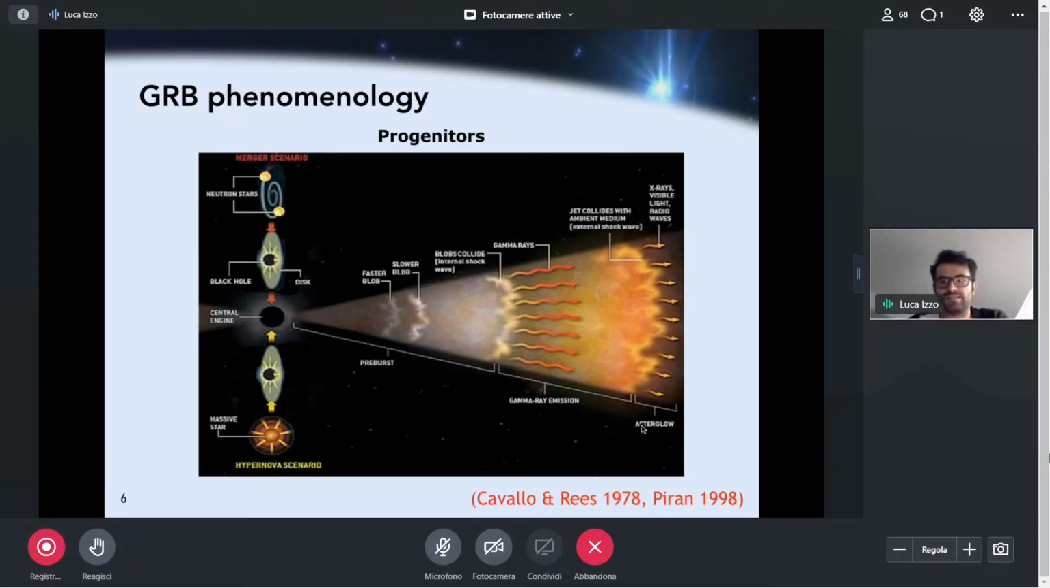And then as the jets start to interact with the external medium, they also emit a synchrotron emission giving rise to the afterglow.